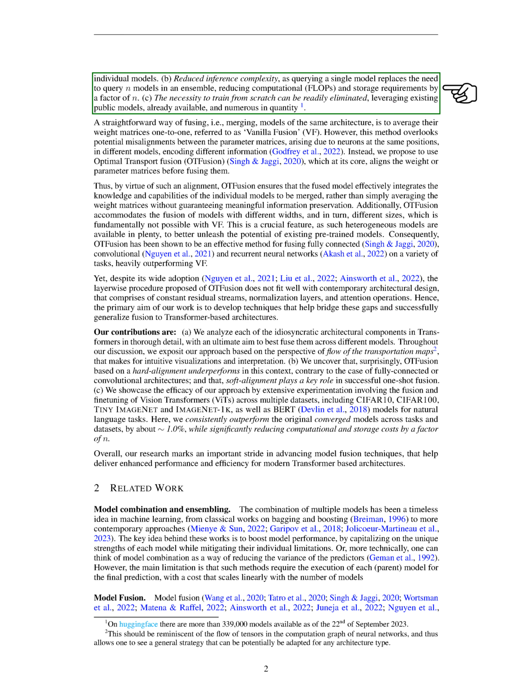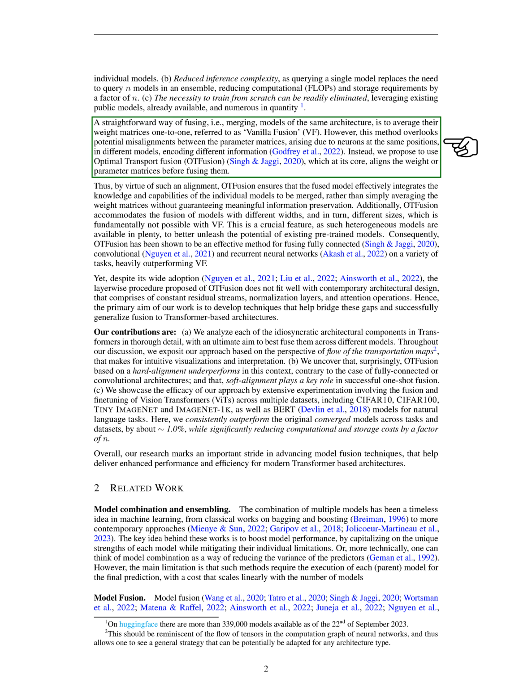Secondly, it can reduce complexity during inference, as querying one model is simpler and less computationally intensive than querying multiple models in an ensemble. Lastly, it eliminates the need to train models from scratch, as we can leverage existing public models. A simple way to merge models is to average their weight matrices, a method known as vanilla fusion.